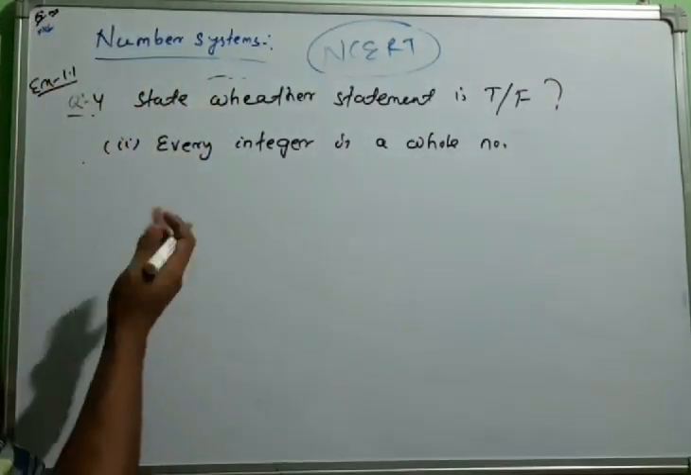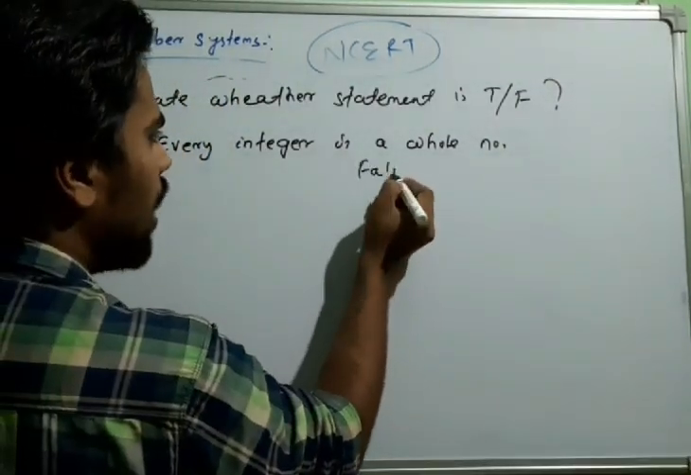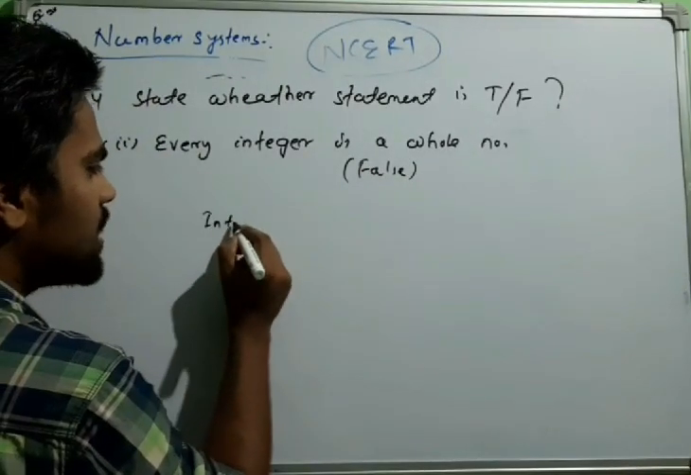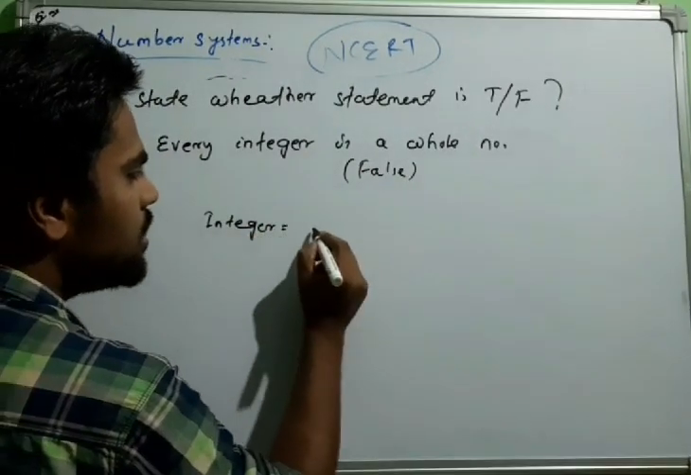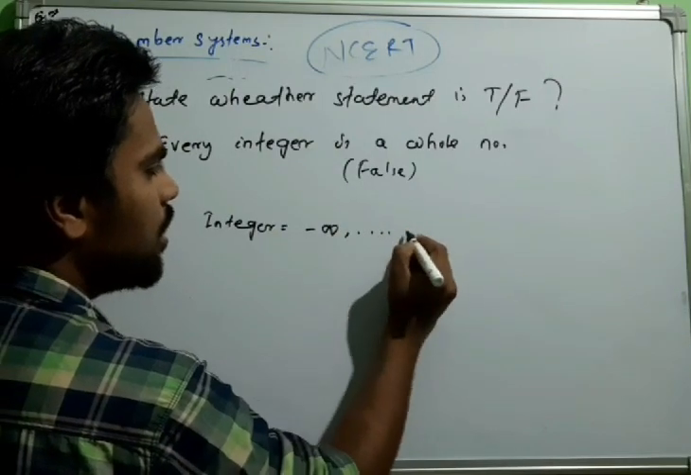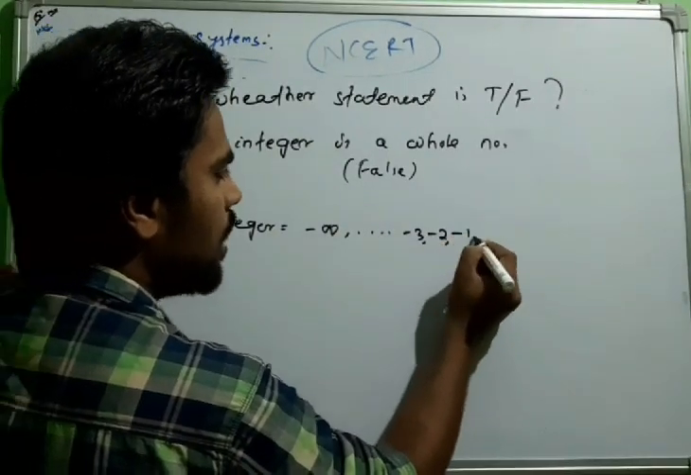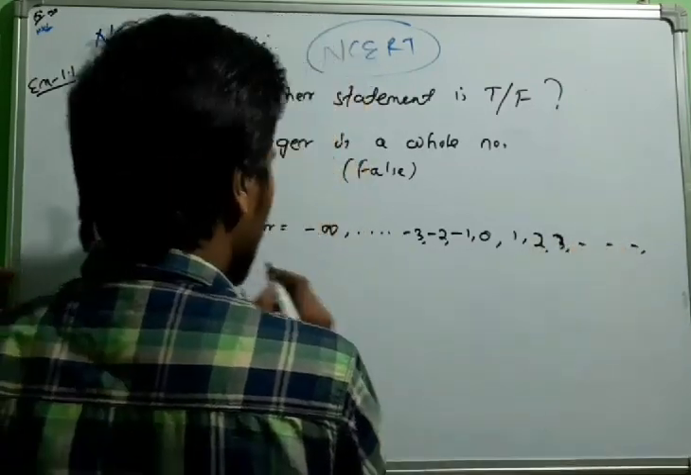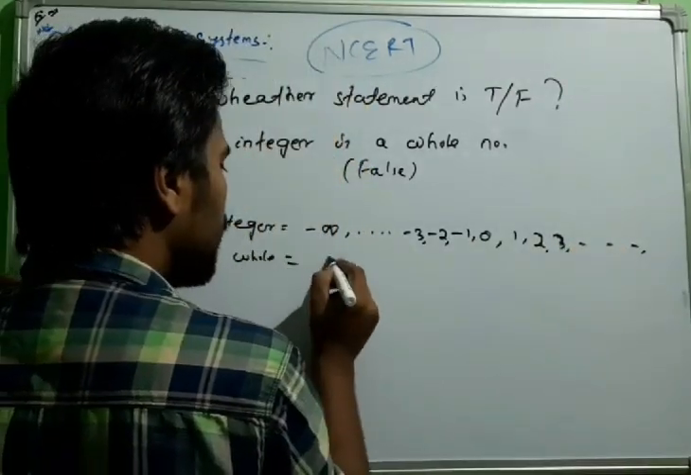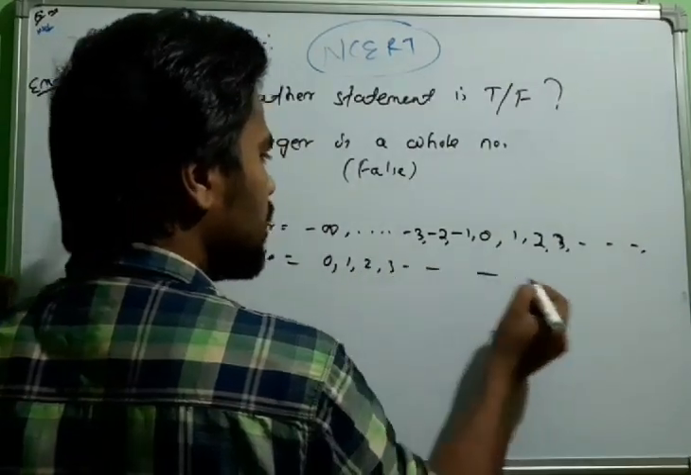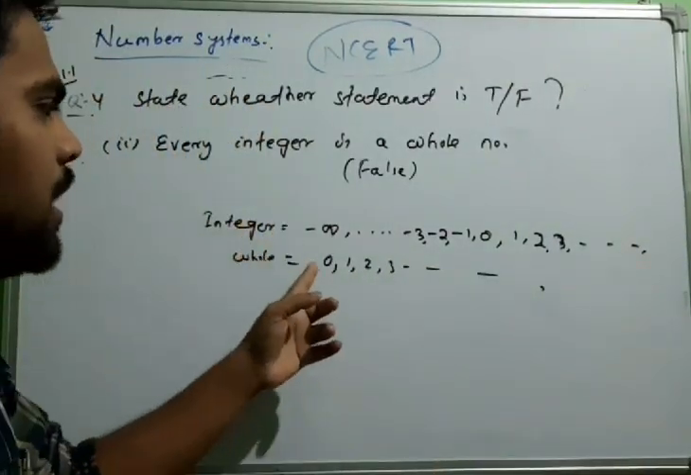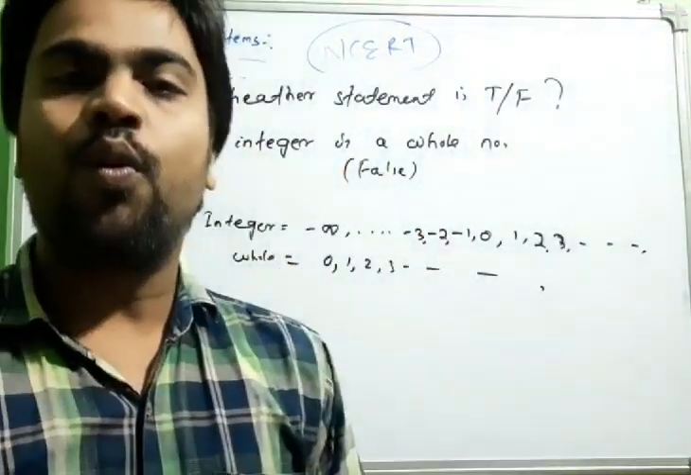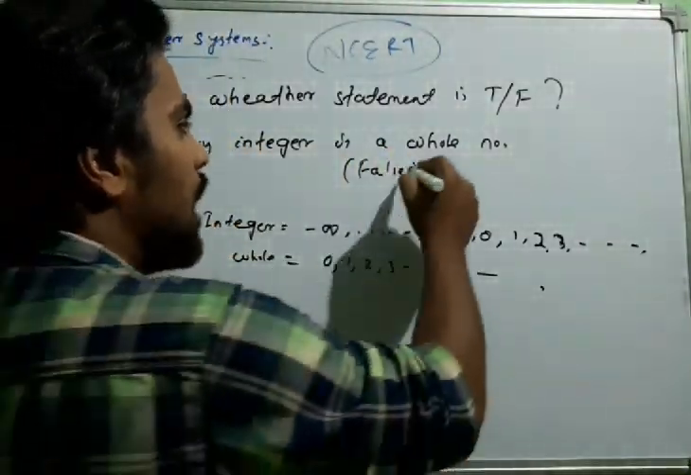So it is false. How is it false? Every integer is a whole number. Integers, I have already told you in the last class, can be written as minus infinity, ..., minus 3, minus 2, minus 1, 0, 1, 2, 3, like this. Whole numbers, I already told you, are 0, 1, 2, 3, like this. So a negative integer can never be a whole number. So every integer is not a whole number, but it is given as a whole number. So I'll write it's false.